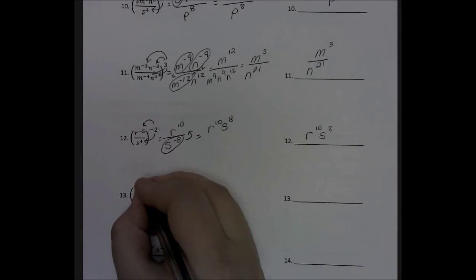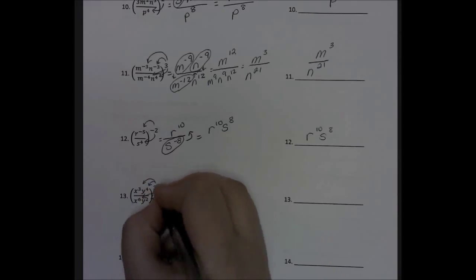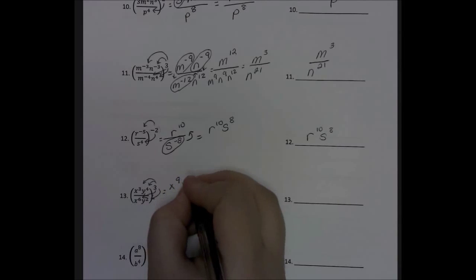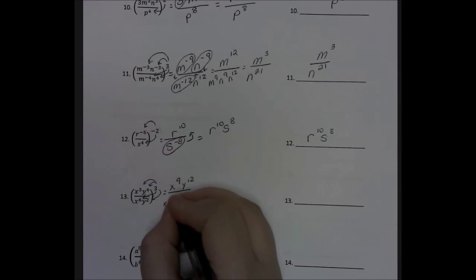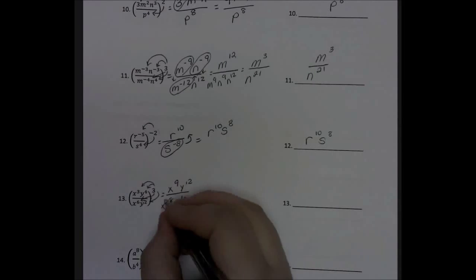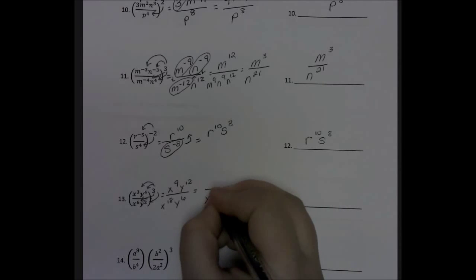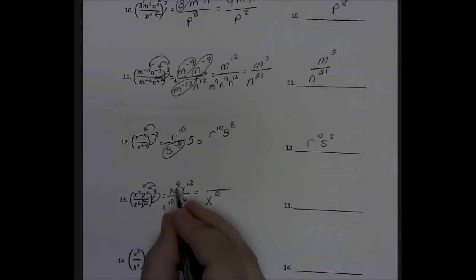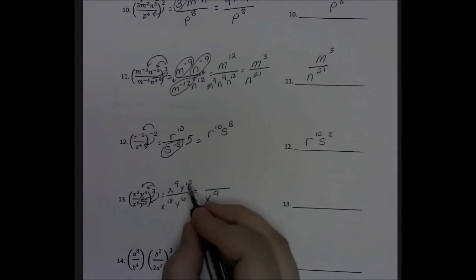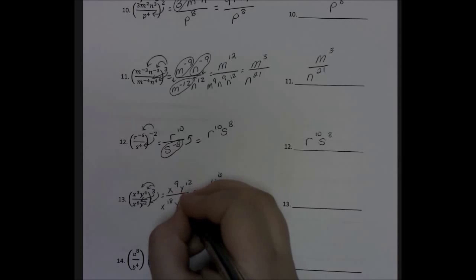Same thing here. I'm going to distribute that 3, which gives me x to the 9, y to the 12, over x to the 18, y to the 6th. So when you divide your bases, you subtract your exponents. So 18 minus 9 is 9, and the x to the 9 goes in the denominator because 18 was bigger than 9. And then I've got y to the 12 divided by y to the 6th. Well, 12 minus 6 is 6, and it goes on top this time because 12 is bigger than 6 and 12 is on the top.